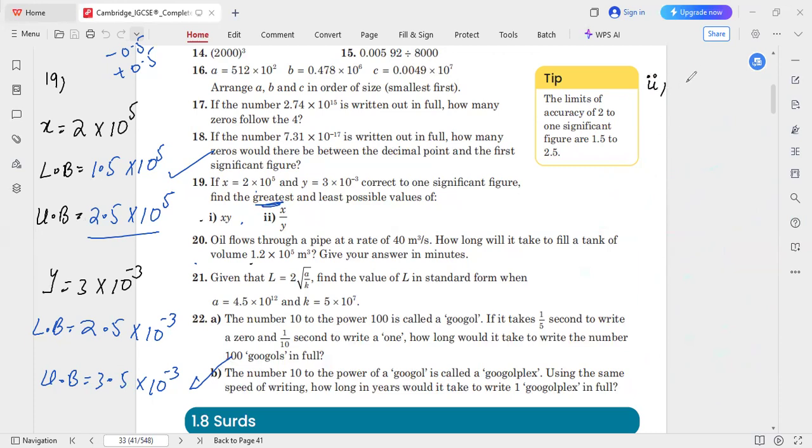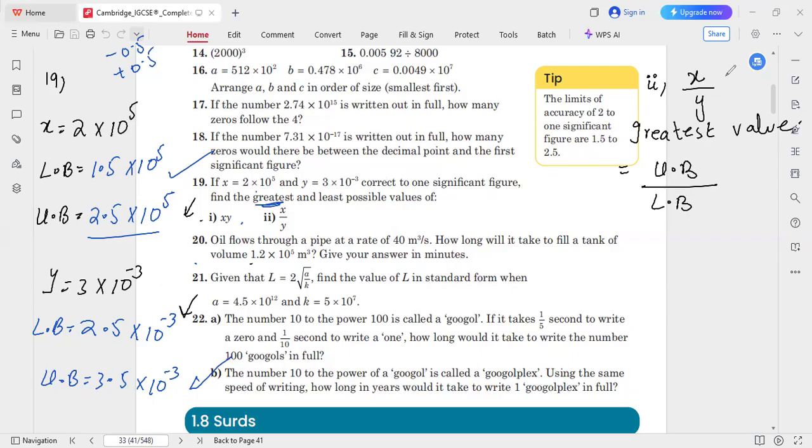Second part is that we need to go with x by y. So first of all, if I want to find out the greatest value, what I will do is choose my upper bound first of all, and divide this by the least value for this y. In this way I will be getting the greatest value. So my upper bound is divided by the lower bound.